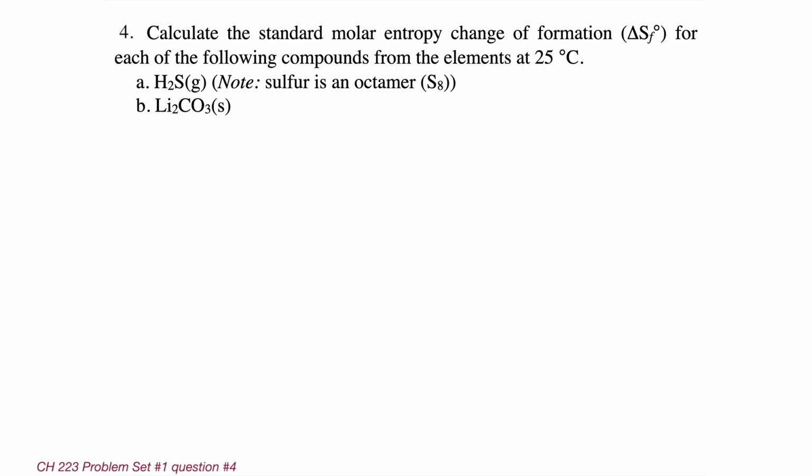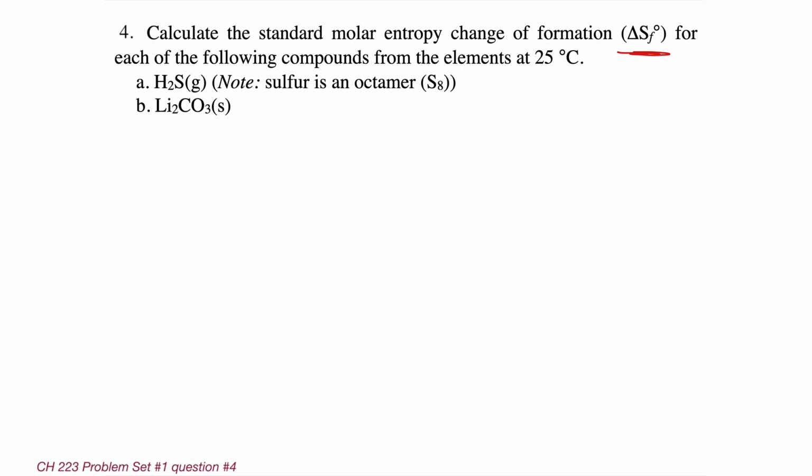Pretty cool. We're going to find the standard molar entropy change of formation. And notice that little nomenclature. It's a change of entropy, a delta S. The little circle means it's standard states. But if it's an entropy of formation, it gets the little F right there. And what we want to do here is find the entropy of formation for H2S and Li2CO3.